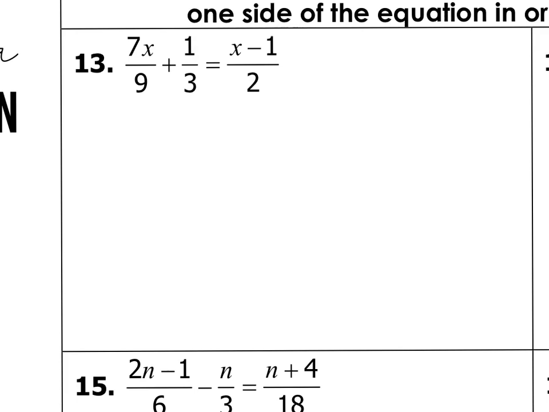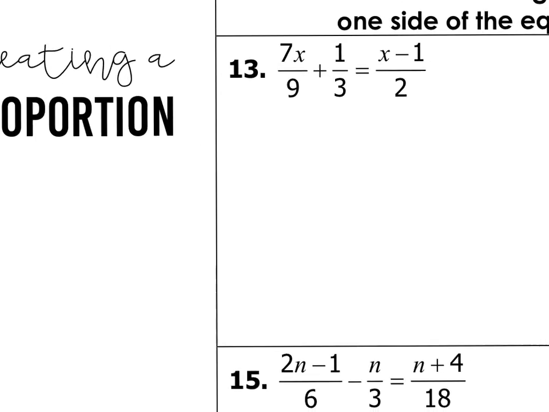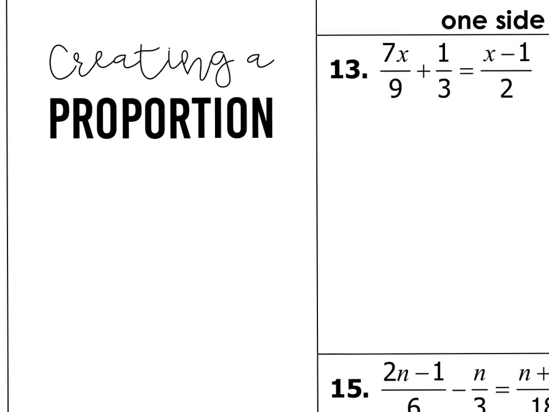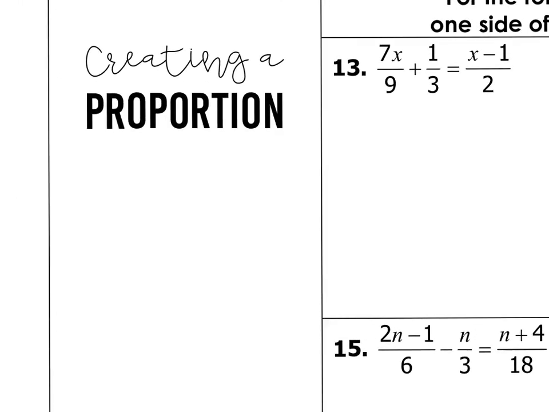Obviously this first one, number 13, is not going to have any extraneous solutions because there's no variable in the denominator. So on this one, we won't have to check because there's no variable down there. Whatever we get will not have an extraneous solution. So the first way, I'm going to slide this over, and we're going to create a proportion off this problem.